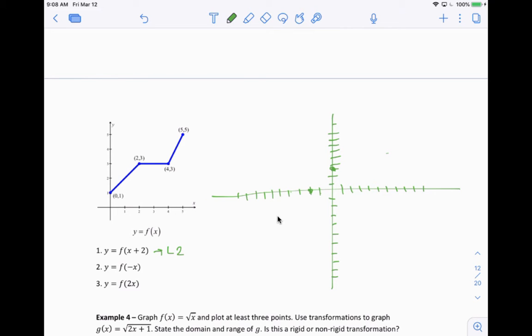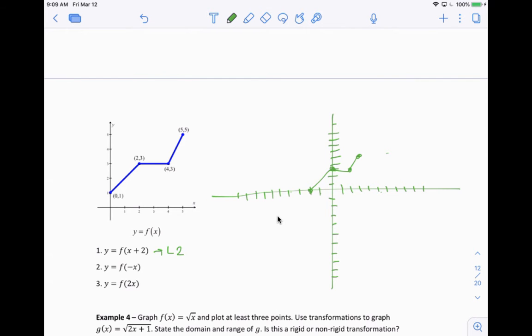Don't change the y, change the x. 4, 3 is going to become 2, 3. And then 5 is going to become 3, 5. There we are. And we see it's the same function, right? But it's over, so that's a rigid motion.